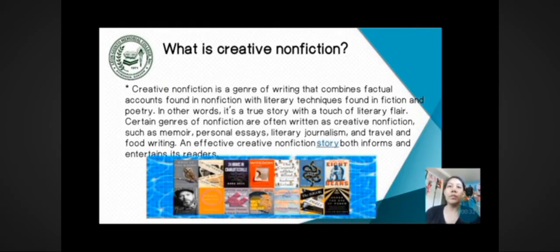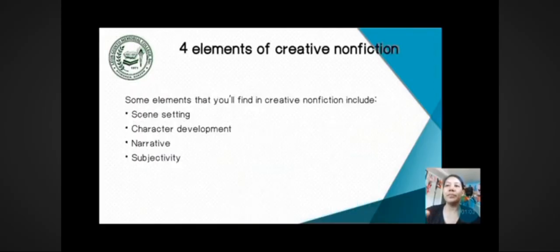So in simple terms, creative nonfiction is a type of writing that tells real stories or facts, but uses storytelling techniques like vivid descriptions, dialogue, and even scenes to make it more engaging and interesting, just like a novel. It's true, but written in a creative and artistic way. So, an effective creative nonfiction story both informs and entertains its readers.